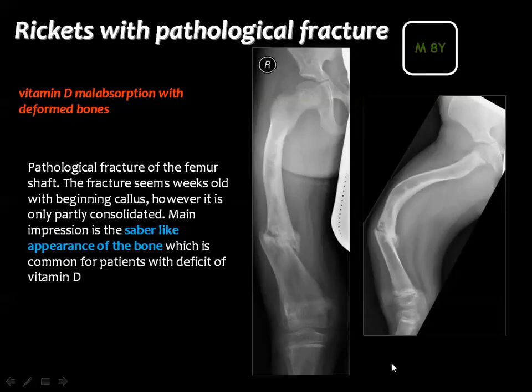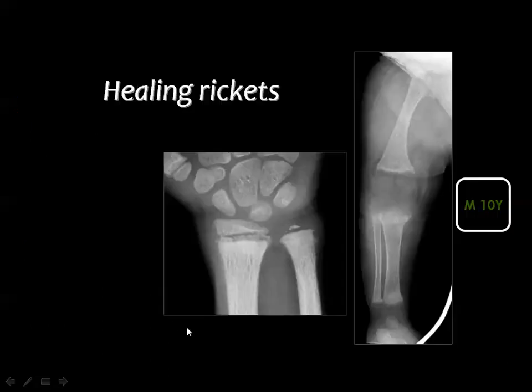Deformities are also seen due to bone softening, similar to adults, and they are also seen in children. And in the course of deformity, you may get fractures, and this is a relatively old fracture with some callus formation around the site of the fracture.